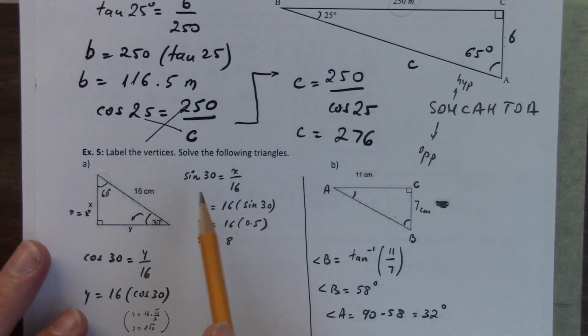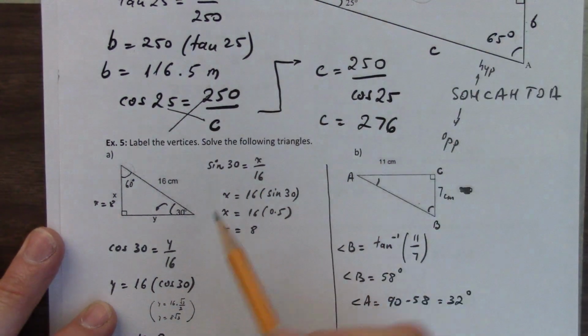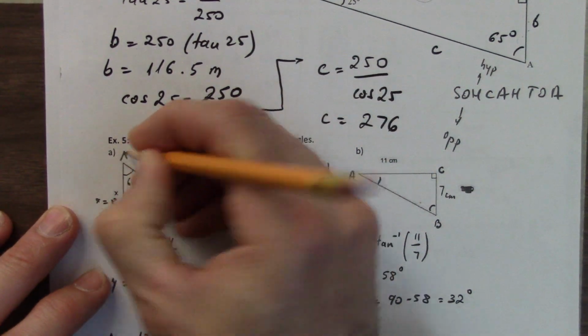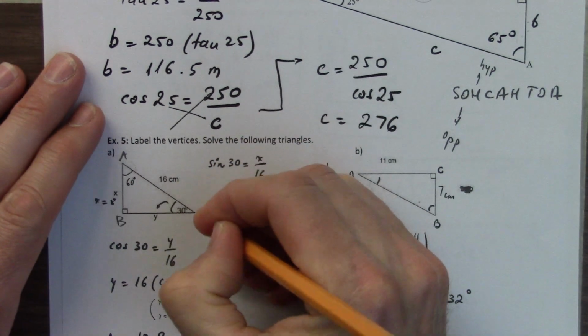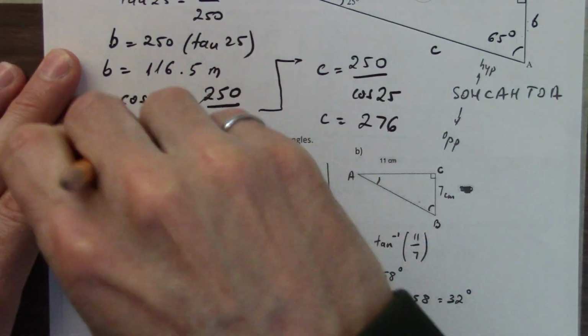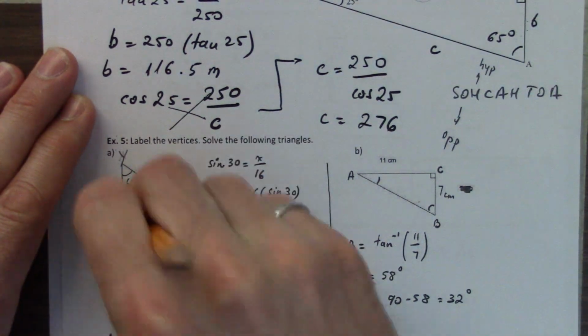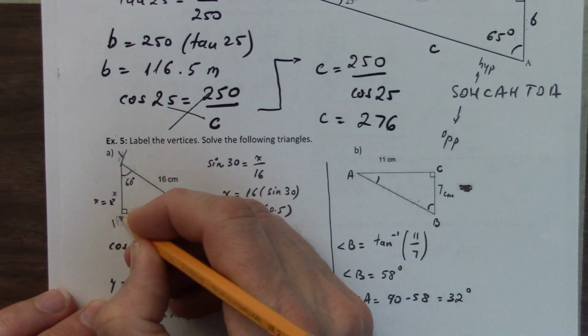Label the vertices. Solve the following triangles. So, it wants us to label the vertices. So we could say A, B. Actually, we would say X. Remember I said this before? You want to use the capital letters of the side length little letter. So this is Y, and I guess we'd call this H.